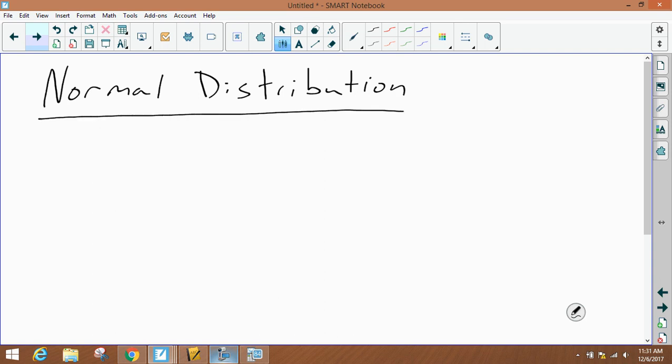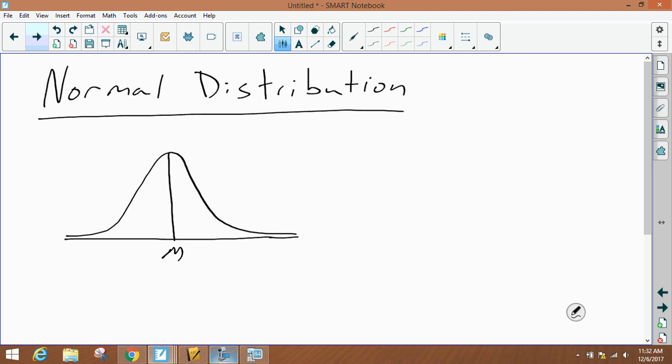The normal distribution looks like this. A lot of times you'll hear someone refer to a bell-shaped curve. There it is. With a normal distribution, it is exactly symmetric. So that means that your mean and your median are exactly the same. So this line represents both your mean and your median.